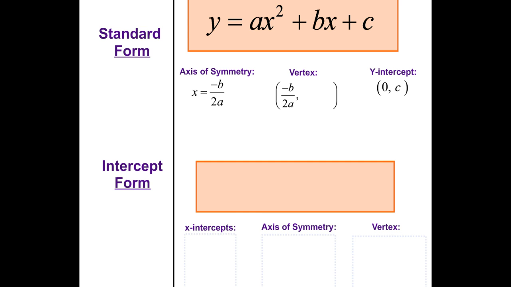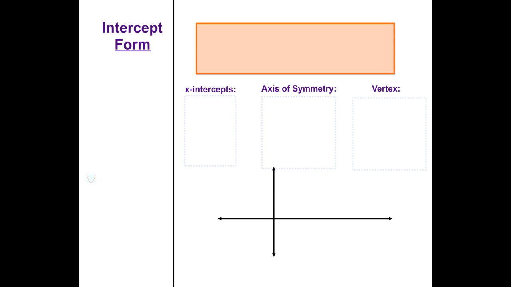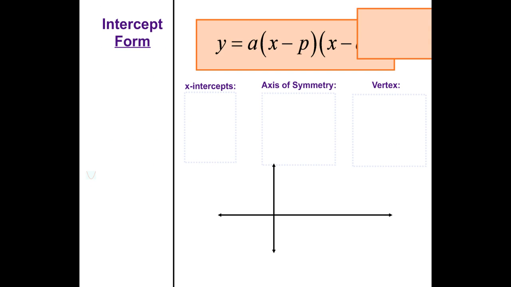Well, things get a little bit different when we're talking about the intercept form. So first thing we need to do is look at, okay, what is the intercept form? The intercept form is y equals a times x minus p times x minus q. Now x minus p and x minus q might end up being the same thing, but for this sake we'll just talk about them as not being those same things.